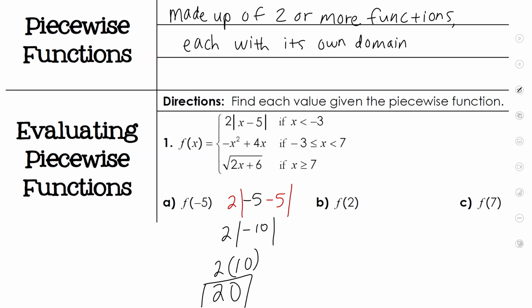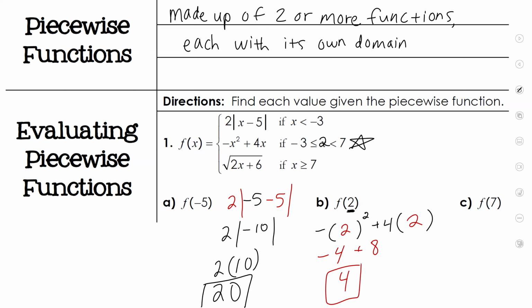All right, let's look at B. Which function should we use for B since we want x value 2? The second one? Yep, this fits right here. 2 is between -3 and 7. So we're going to use this equation. So I'm just going to write it down. In my parentheses, I'm going to put in a 2. All right, what is 2 squared? 4, but it has to be a negative because there's a negative in the front. Plus 8. What is this? That's my answer. Perfect.